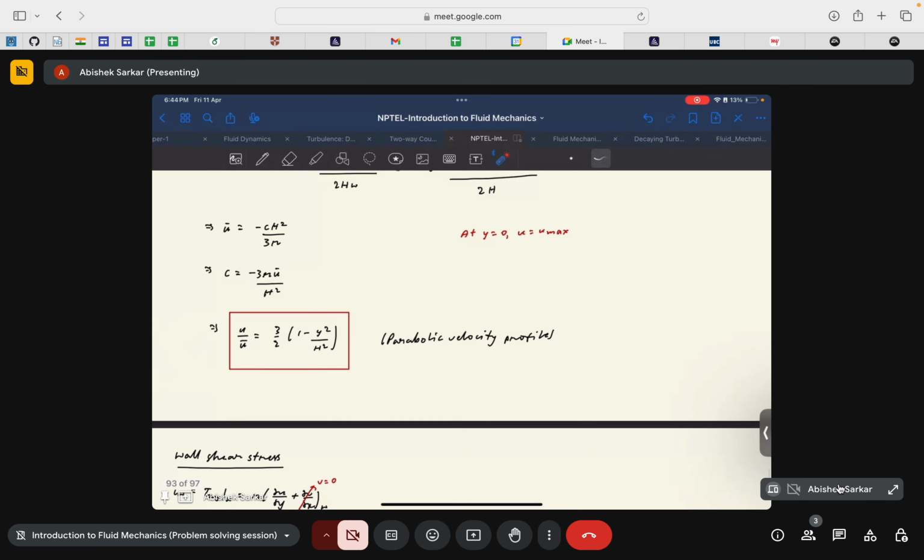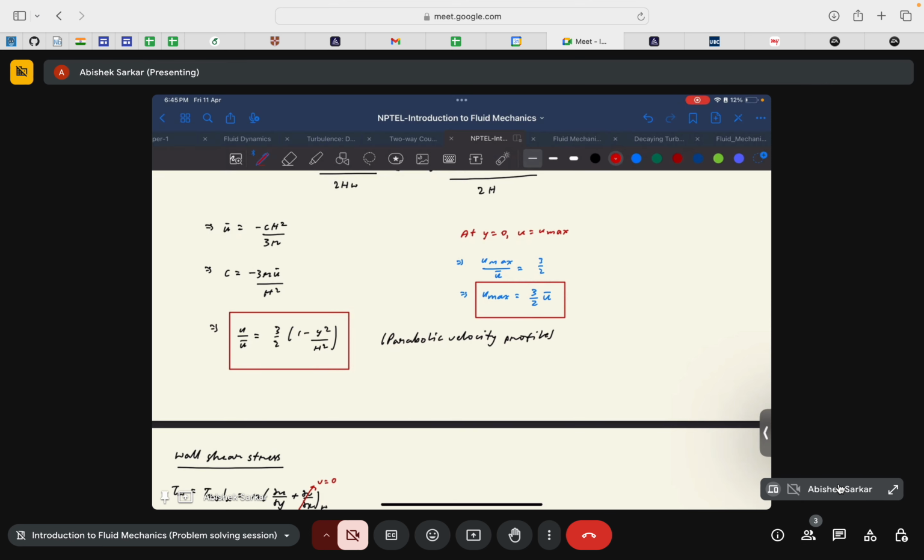Then if you replace y as 0 in this expression, you will get u max by u average is equal to 3 by 2, or u max is 3 by 2 times u average. Okay, for a fully developed flow between two parallel plates. So this is again one of the landmark solutions for flow through two parallel plates.